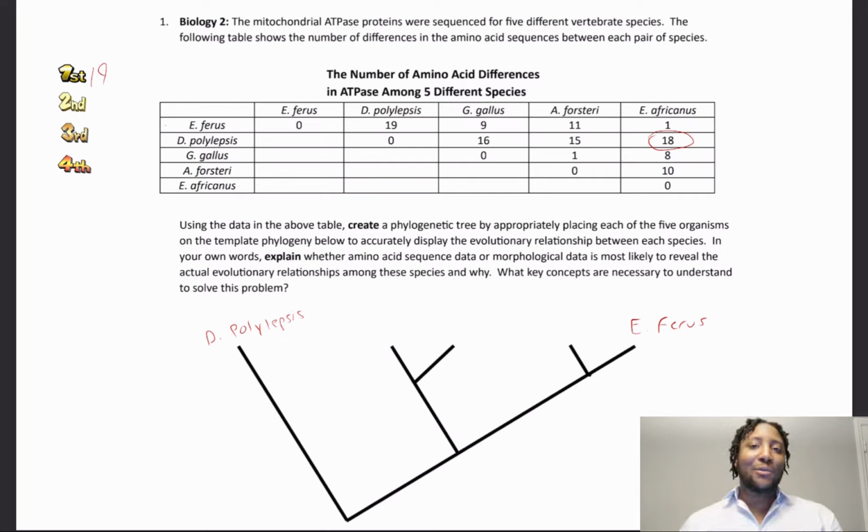So now we can kind of work our way through this phylogenetic tree. So now we can easily say that E. africanus is farther away, so we can put E. africanus here. E. africanus, because D. polylepsis is far different from E. ferris, and then second place comes E. africanus at 18 different amino acid sequences.